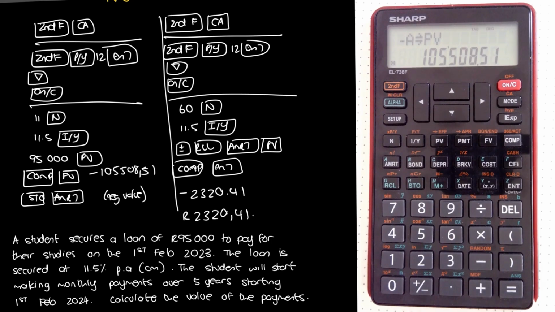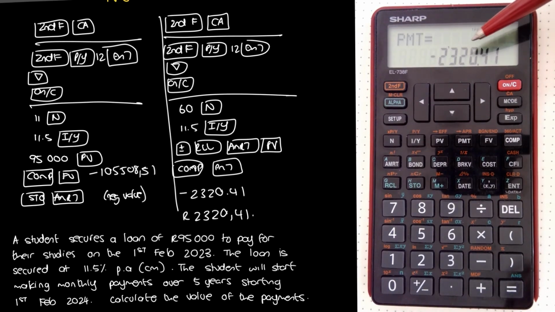Then we are going to put in the duration of the loan. So it is 5 years worth, but it needs to correspond with the payment periods, which is monthly. So it's 5 times 12 N. And now we're going to compute our payments by saying compute PMT. And we get it as minus 2320.41. So those are going to be our monthly payments for the duration of 5 years.